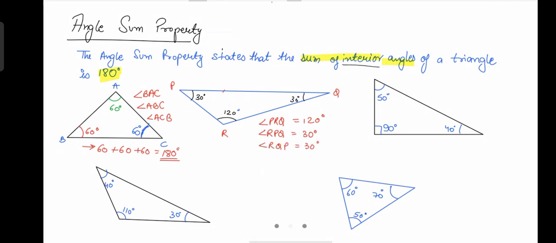Now the angle sum property says that when you add all three interior angles, you will find the sum is equal to 180 degrees. So let's add it up and see, is it 180 degrees? So it should be 0, then 3 and 3 is 6, then 6 plus 2 is 8.